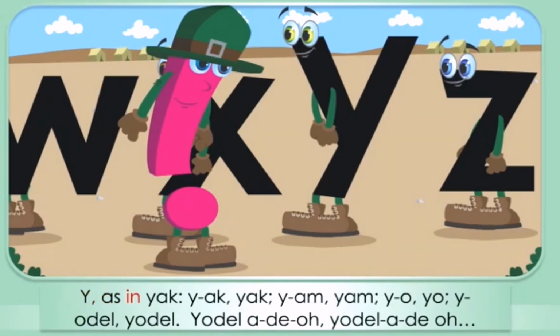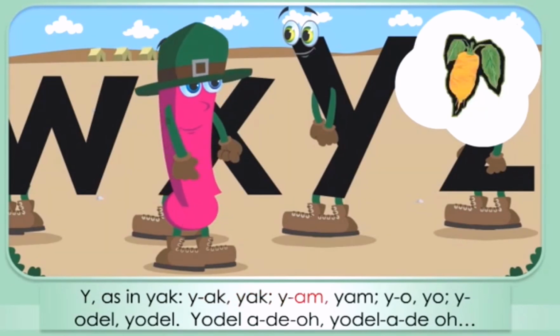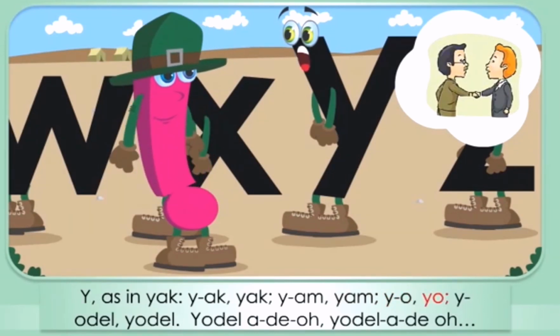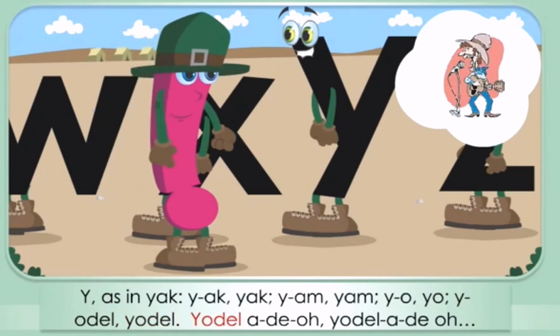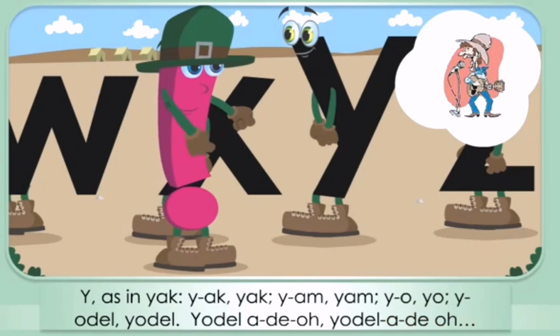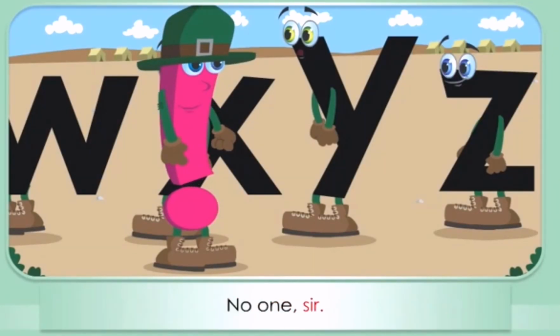Y, as in yak. Y-ack. Yak. Y-am. Yam. Y-o. Yo. Y-odel. Yodel. Yodel-a-yo. At ease, letter Y. Who told you to yodel? No one, sir. Then line up. Yes, yes, sir.